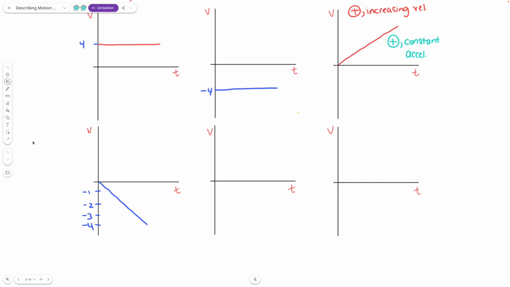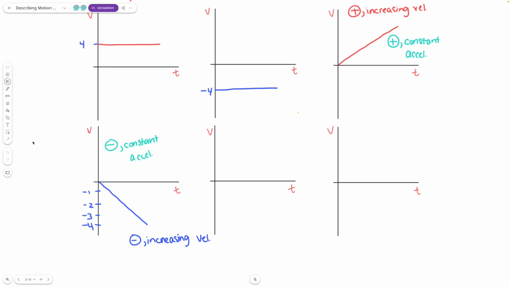So -4 meters per second is a faster speed than -1 meter per second, or it's a faster velocity. So don't let the sign trip you up. It's just an indication of direction. If I wanted to describe what is going on with velocity here, I would say that this is a velocity that is negative and increasing. But if I want to describe the acceleration from this graph, I'm looking at the slope. So my slope here is negative and constant. That is what's going on with acceleration.